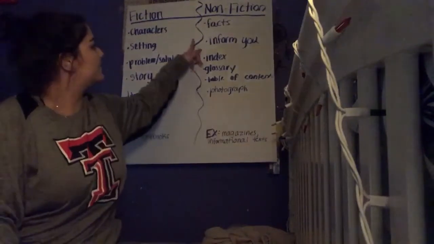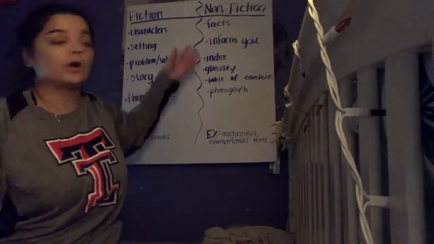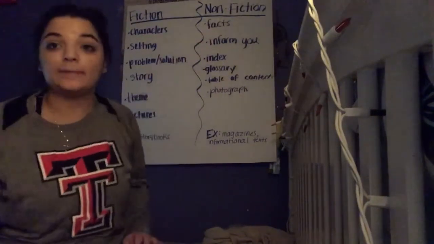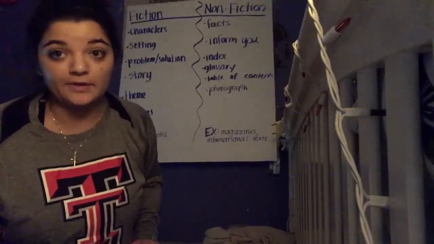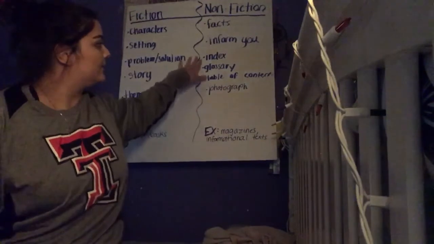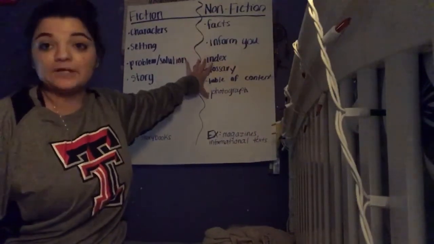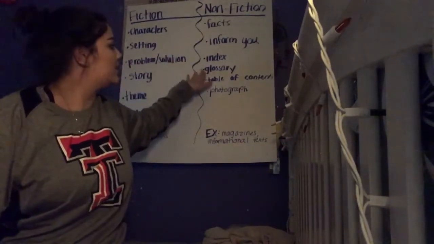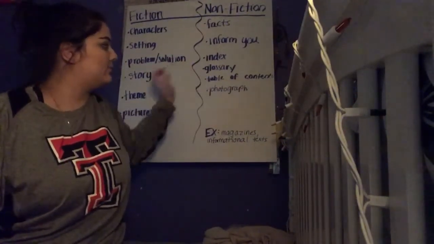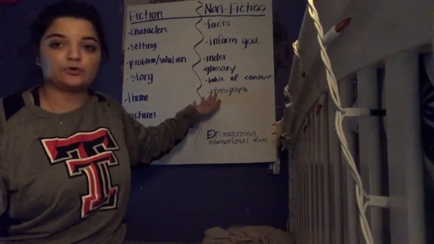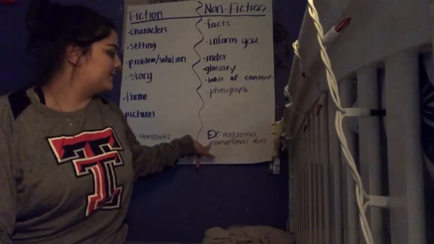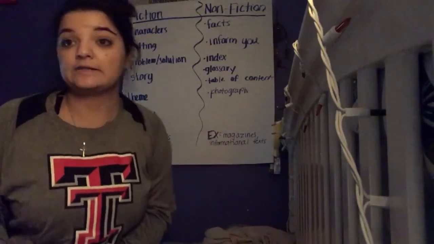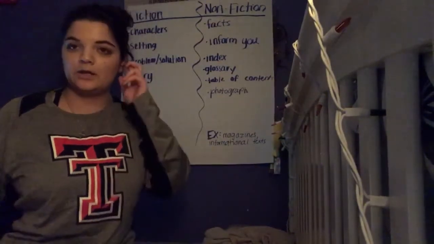Our nonfiction books that we've been learning about usually have facts. They inform you about something, so they're not telling us a story, they're explaining something. Then we have different text features, so there will be an index, a glossary, a table of contents, and photographs. Some examples of nonfiction texts are magazines and informational texts, like books that teach you about something.